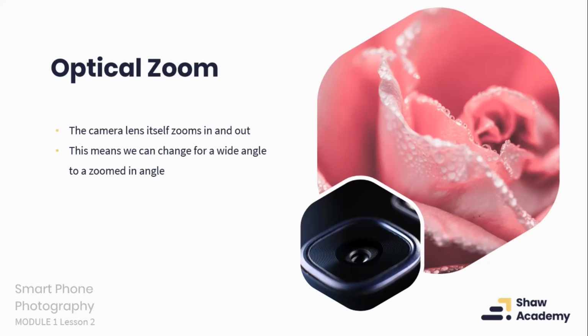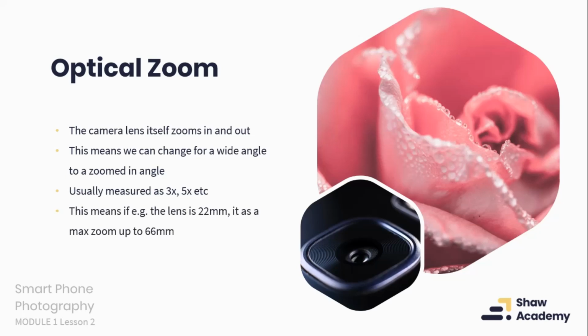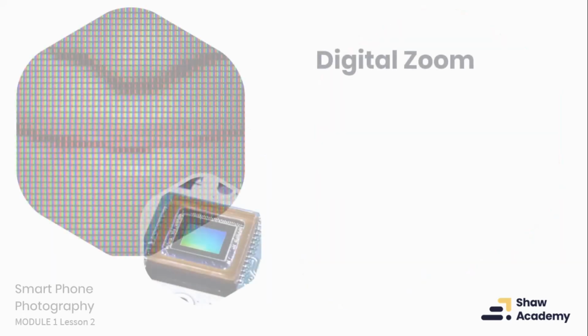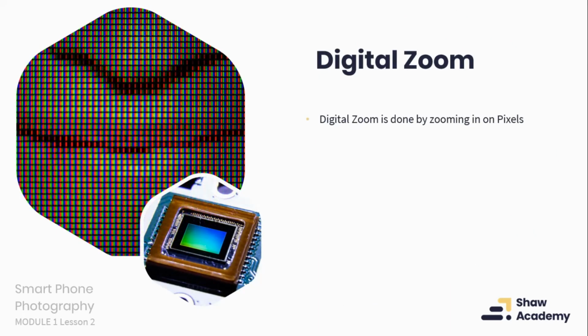Angle of view, I should say there, so that we can get a little bit closer to our subject, and it is usually measured as 3x or 5x or 10x and so on. And that means, for example, if I have a 22mm lens and I have a 3 times optical zoom, it'll max zoom up to 66mm because it's multiplied by 3. Optical zoom will maintain the quality of your image, and that's the biggest difference compared to digital zoom. Digital zoom is when we're actually zooming in on the pixels of our image itself.